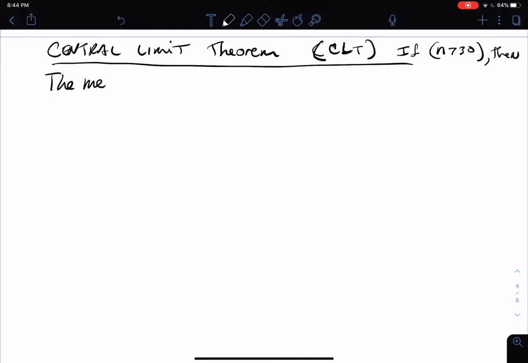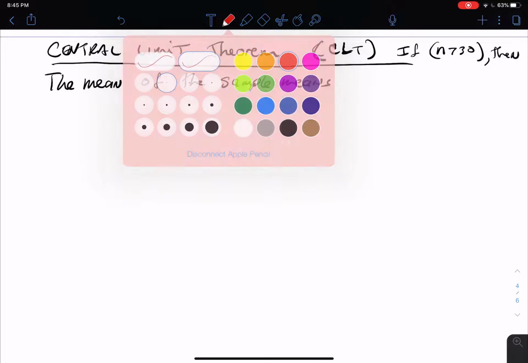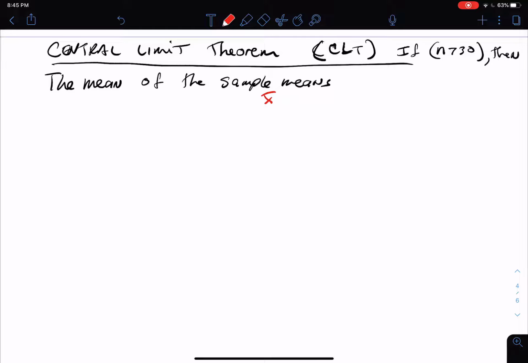Then the mean of the sample means, remember on the previous page those sample means were in red, X bar, right? The mean of the sample means is going to be equal to the population mean. So there's too many means in that sentence, but basically, the mean of these sample means is going to be equal to the mean of the population.